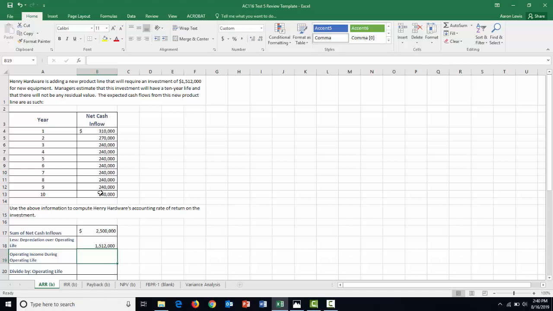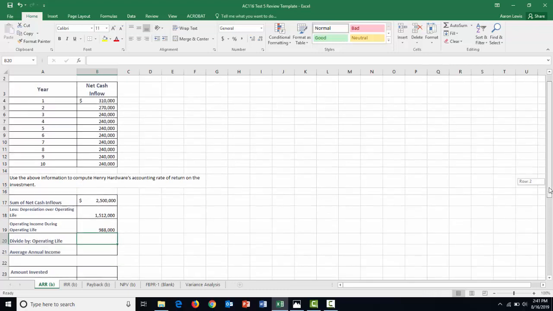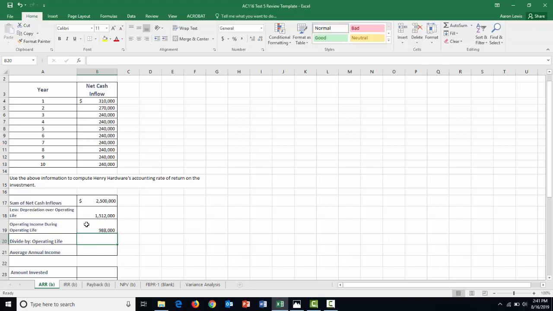To find our operating income during its operating life, we take our net cash inflows and subtract from it the amount of depreciation that we're going to experience. So, taking depreciation into consideration, Henry Hardware is going to have $988,000 of operating income over the life of this project. For our next step, we need to divide it by our operating life, and as we can see here, our operating life is 10 years long, so let's type in 10. And then our average annual income is just that $988,000 of operating income over its life divided by its 10-year operating life, or $98,800 per year.